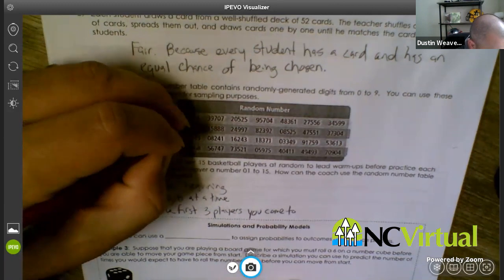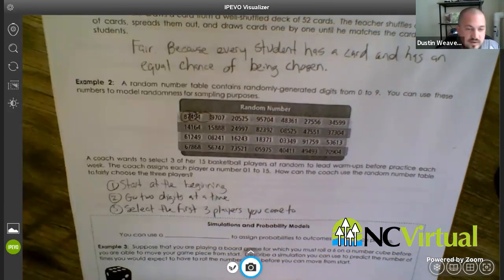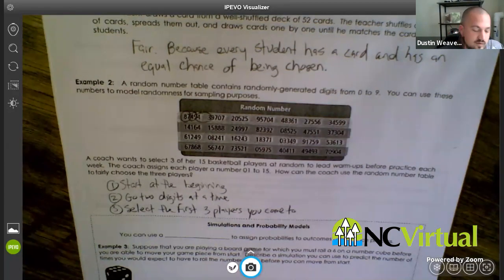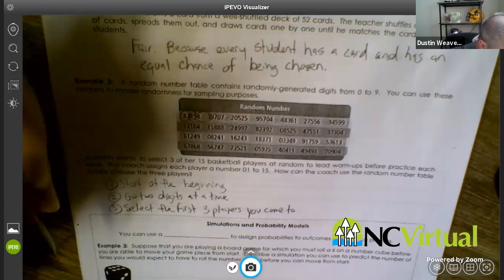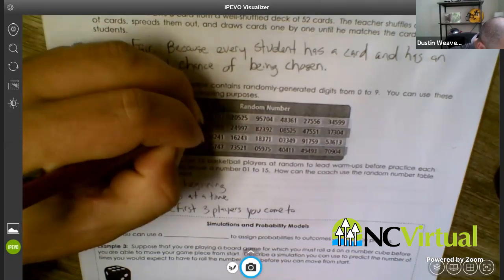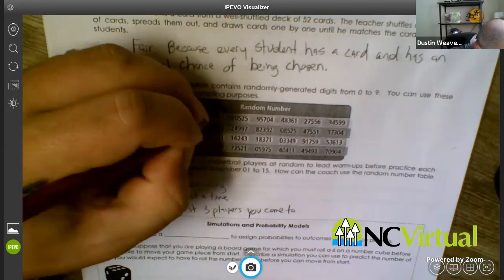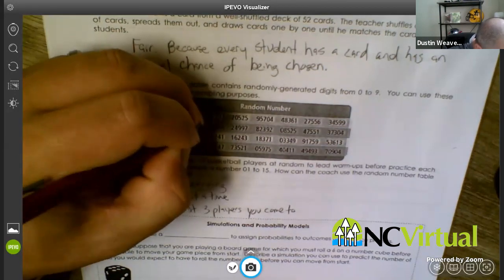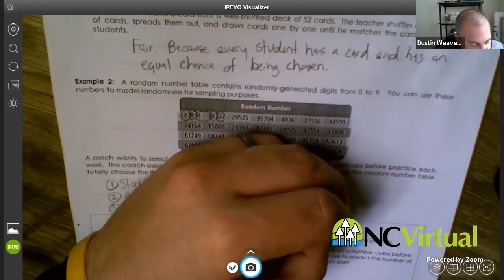So the next number is 49. We don't have anybody there. The next number you go across is 43, the next 2 digits. We don't have anybody there. The next one is 97. We don't have anybody numbered 97. The next one is 07. We do have somebody numbered 07, so that's our first player to be selected.